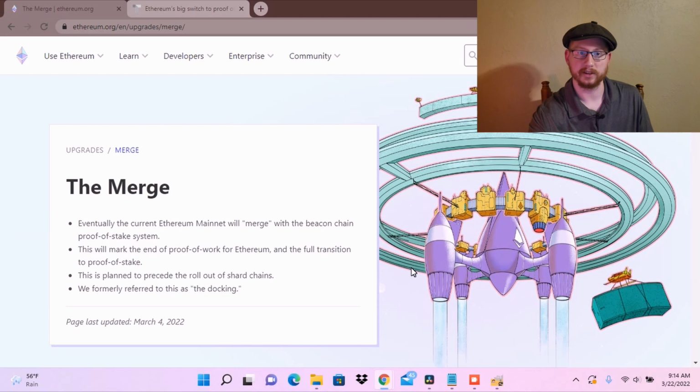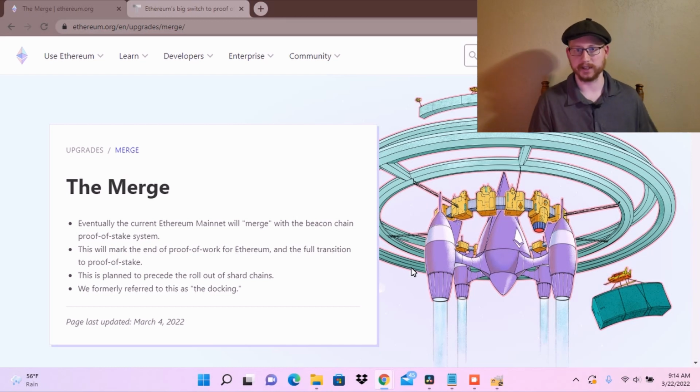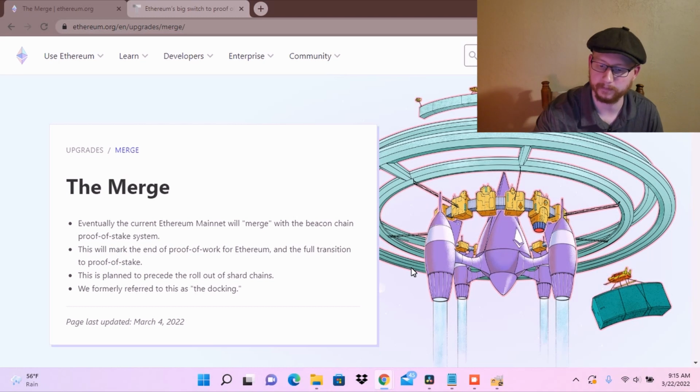Some say June, and it's also been said as late as August. So the merge, Ethereum will need to merge with the beacon chain at some point. This will enable staking for the entire network and signal the end of energy-intensive mining. As I was saying, saving energy. Okay, so let's go ahead and click it.